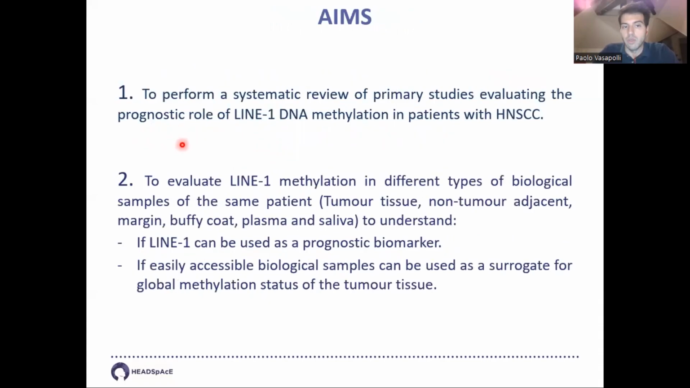The purpose of our study was firstly to perform a systematic review of primary studies, evaluating the prognostic role of LINE-1 DNA methylation in patients with head and neck cancer. Then we wanted to evaluate LINE-1 methylation levels in different types of biological samples of the same patients, starting from tumor tissue, then moving to non-tumor adjacent tissue, the margin, the buffy coat, plasma, and saliva. This will permit us to understand if LINE-1 could be used as a prognostic biomarker, and then also if there are some easily accessible biological samples which could be used as a surrogate for the global methylation status in the tumor tissue.